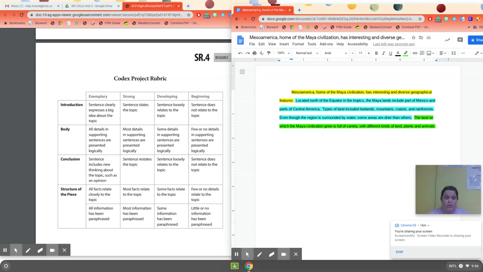As you write, and I'm going to post the rubric on Google Classroom, and next week you'll have a physical copy of it. But as you are thinking about your writing, use the rubric as a guide. Make sure your introduction is clear and precise. Make sure your body supports it. Make sure you have a good conclusion. Make sure that everything is paraphrased. Make sure all the facts are good and they flow easily. That's what we're looking for in this Codex project.